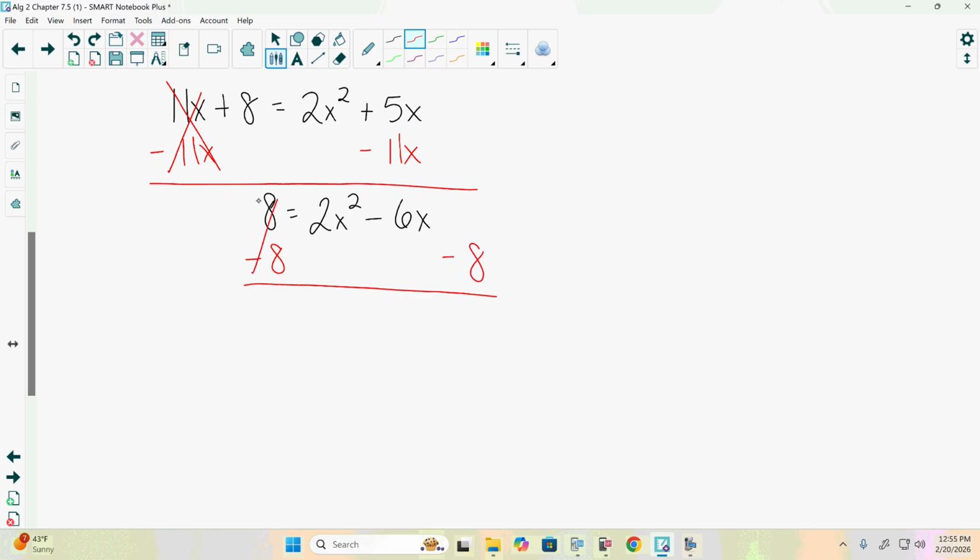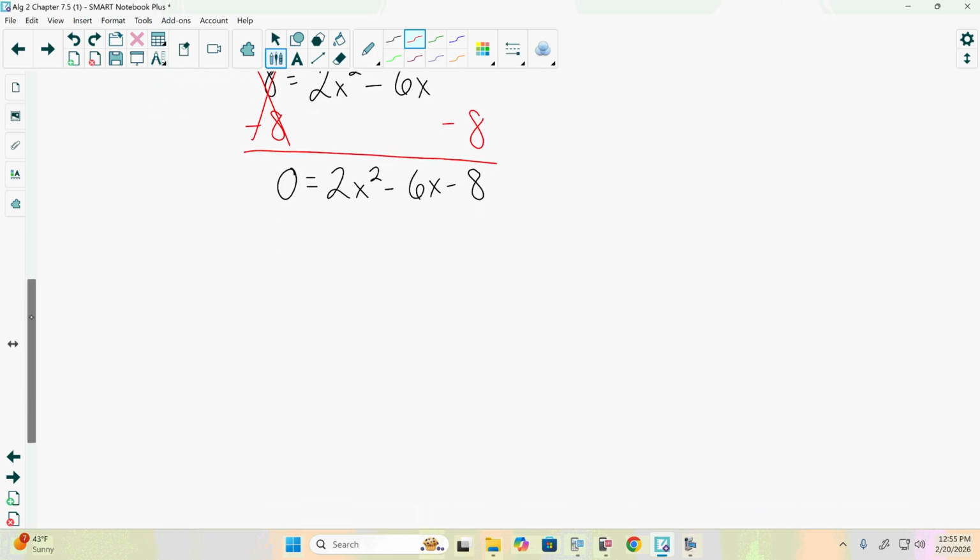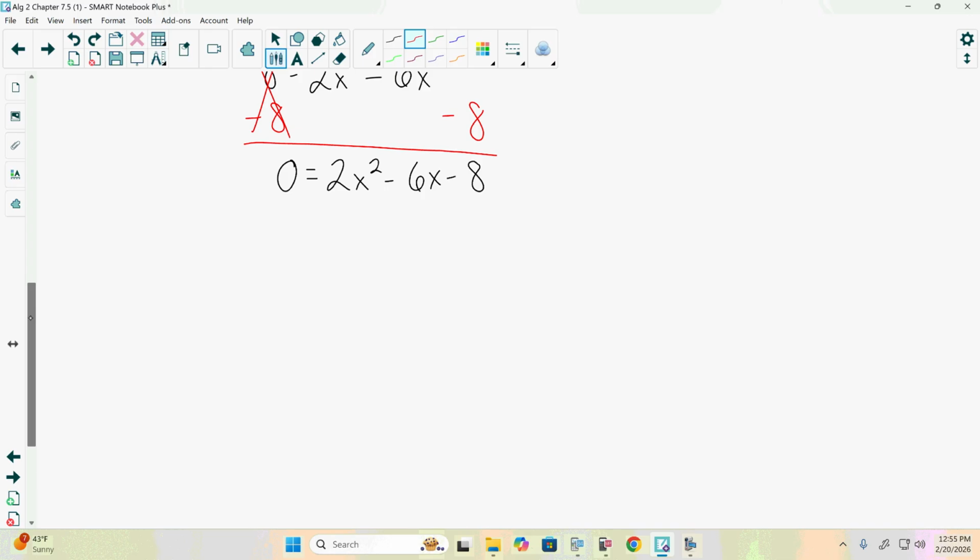Lastly, to get to 0, we would subtract 8 from both sides, telling us 0 is equal to 2x squared minus 6x minus 8. We've got to get it equal to 0. That way we could factor solve. In this case, because it is a quadratic, our x squared term, we can use the quadratic formula, completing the square, factoring, graphing, any of those methods would work. Now I'm going to factor this one here.